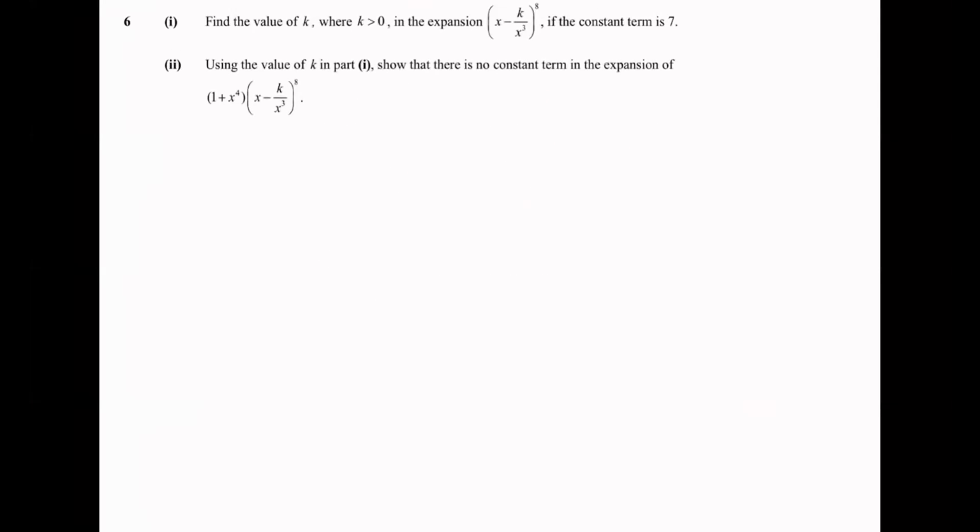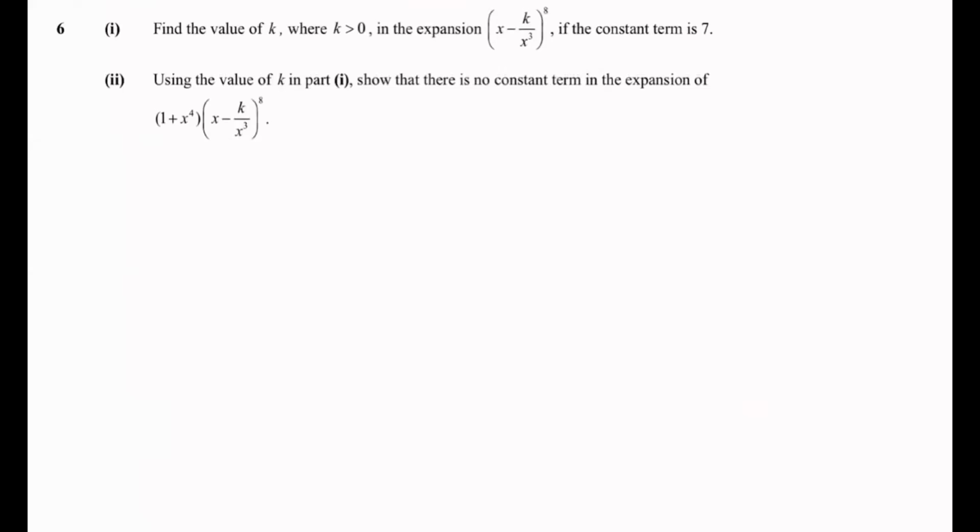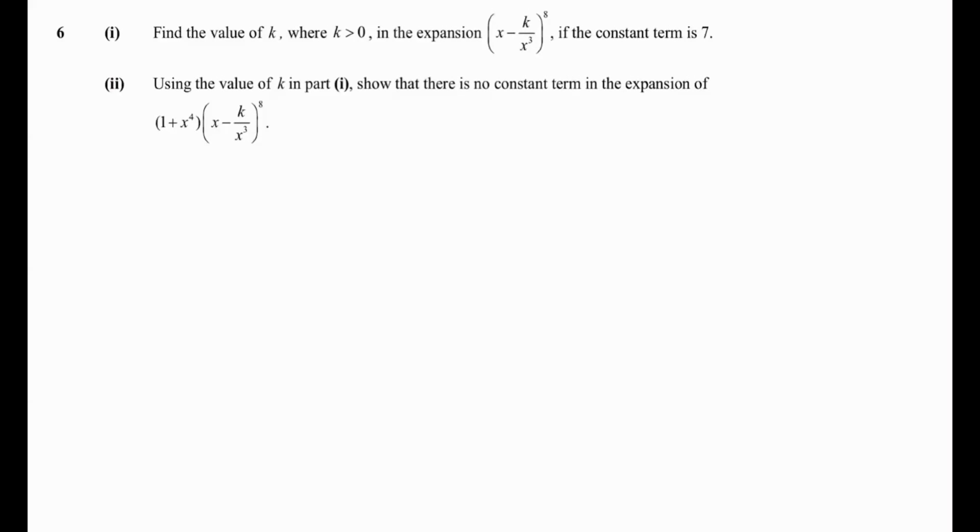Okay, question 6. Find the value of k, k more than 0, in the expansion of (x minus k over x cubed) to the power 8 if the constant term is 7. So we're just going to do the r plus 1 formula again. Tr plus 1 will be n choose r. So, can you tell me what's my a, what's my b, and what's my n first?